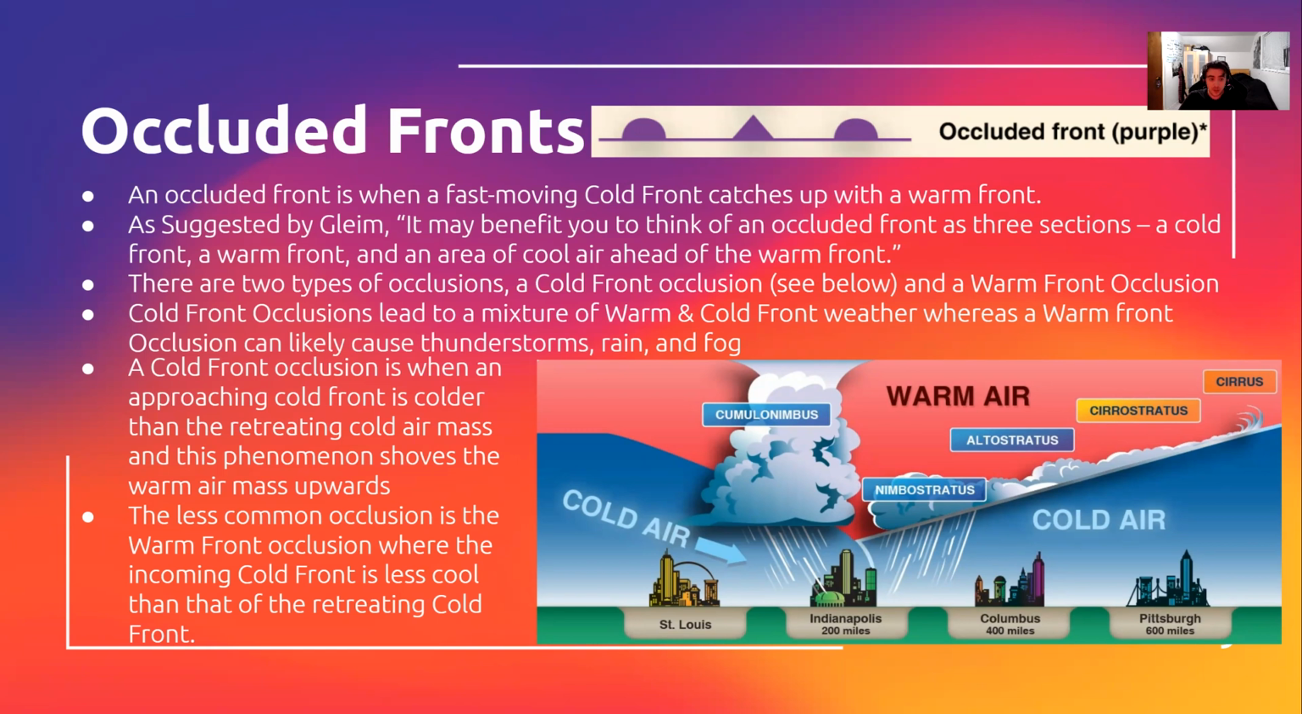A cold front occlusion is when an approaching cold front is colder than the retreating cold air mass, and this phenomenon shoves the warm air mass upwards. The less common occlusion is called a warm front occlusion, where the incoming cold front is less cool than that of the retreating cold front. In this scenario, the incoming cold front moves on top of the warm air, which will then cause thunderstorms and rain.